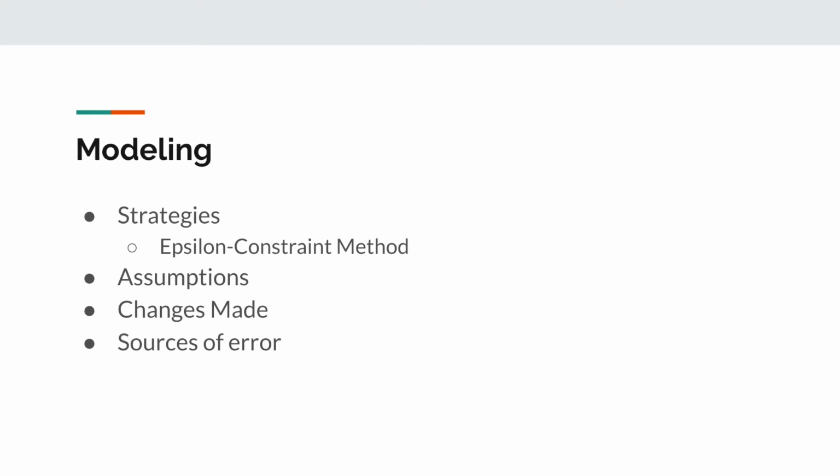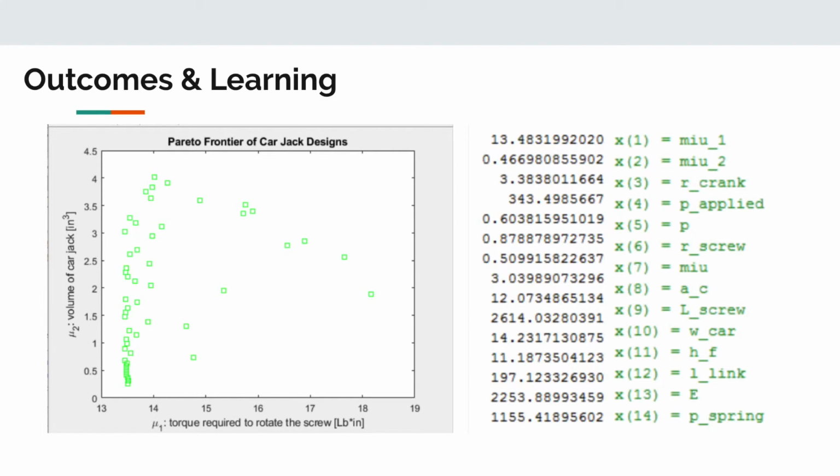There were also several sources of error that we could identify during our modeling process. The main one coming from this simplification of the car jack. Our car jack, we assume to be 4 different components of equal length with one power screw that is used to raise it. So from this simplification, there are a lot of assumptions and different things that are not considered. So with all this in mind, we have our Pareto frontier for our car jack design, with mu1 on the bottom representing the torque required to rotate the screw, and mu2 on the vertical axis representing the volume of the car jack. And on the right, we have our optimal design point.